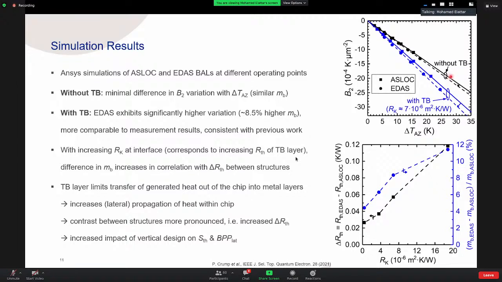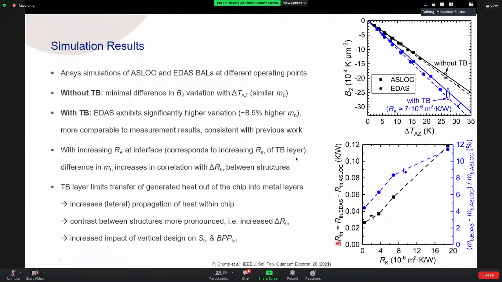While when we start including a thermal barrier, we start to see this effect that we saw earlier in measurement, where the EDAS experiences a stronger variation. So what this tells us is that this confirms what we knew before, is that to reproduce measurement results in simulation, we need to include this thermal barrier layer.